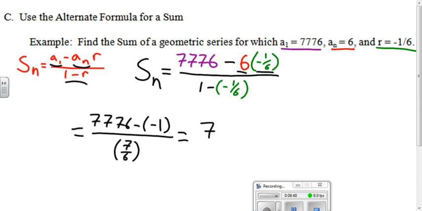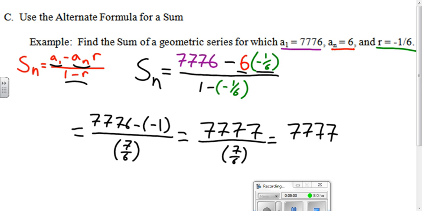Continuing to solve here. 7,776 minus a negative 1 is the same as adding 1. So it becomes 7,777 over 7 divided by 6. And anytime we have a whole number divided by a fraction, remember, if we change our whole number into a fraction and multiply by the reciprocal, dividing by fractions is the same as multiplying by the reciprocal. So we would say times 6/7.